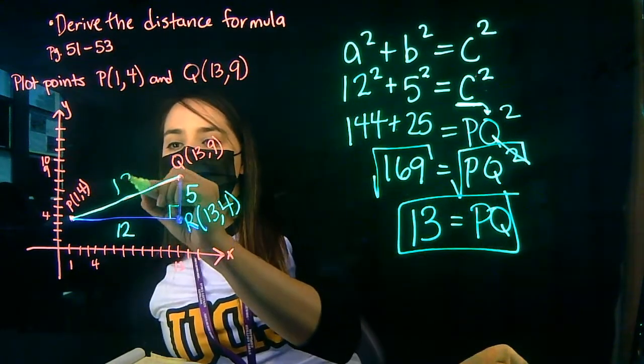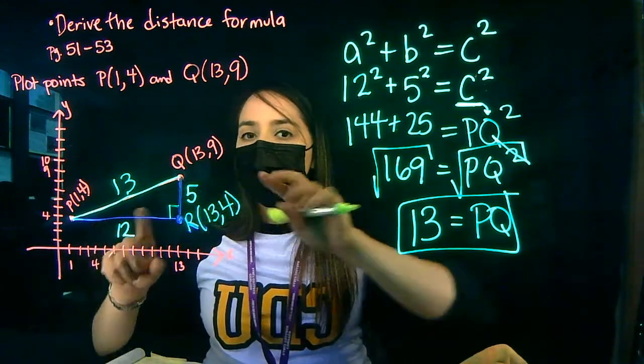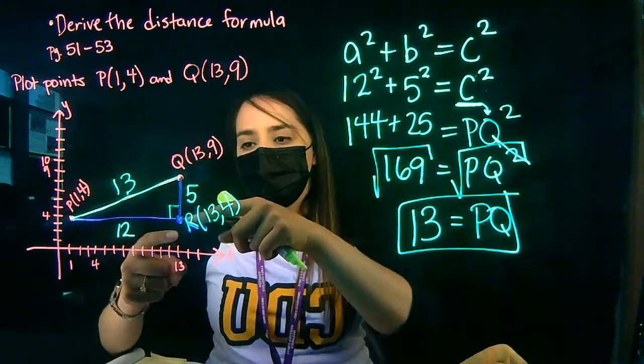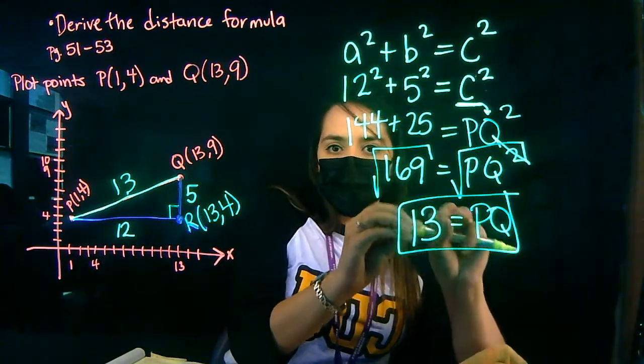So the distance between P and Q is 13. The next video is going to show you how to find 13 a much easier way than drawing a right triangle, finding that distance, plugging it into the Pythagorean theorem, and then eventually getting that number.